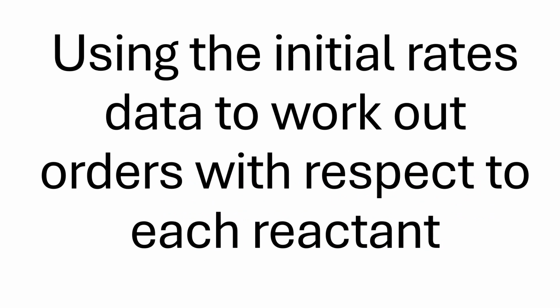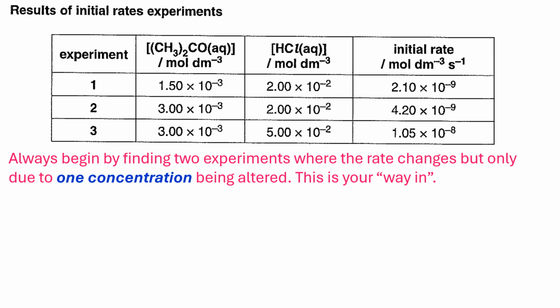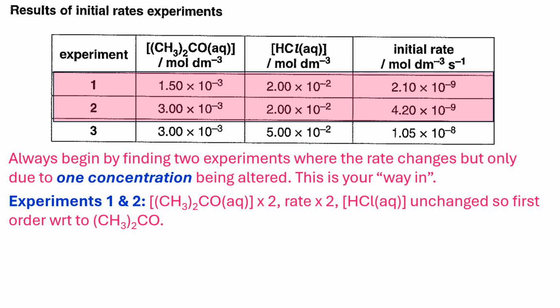If we move on to the initial rates data to work out the orders, don't forget you need to include your reasoning as well. So you'd always start by finding two experiments where the rate changes but only due to one concentration being altered. I'm going to start with experiment 1 and 2, where you can clearly see that HCl doesn't change, but you double the propanone concentration and you end up doubling the rate. So it must be first order with respect to propanone.